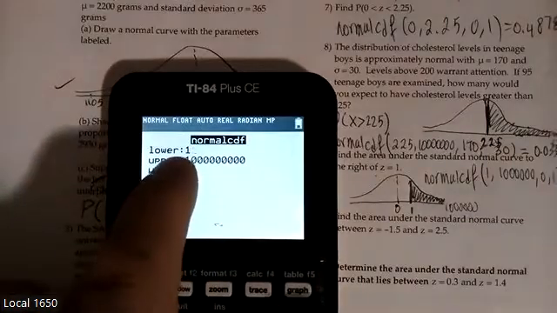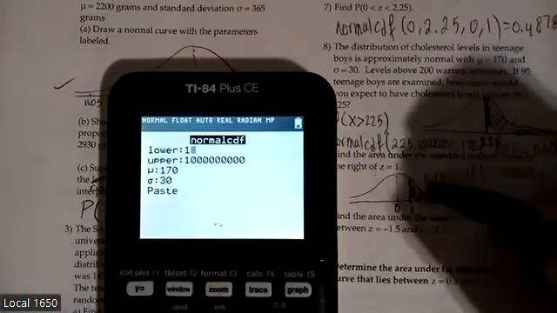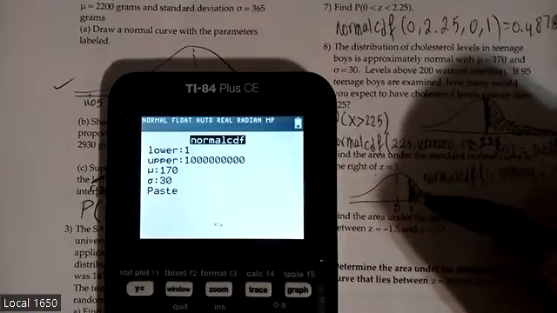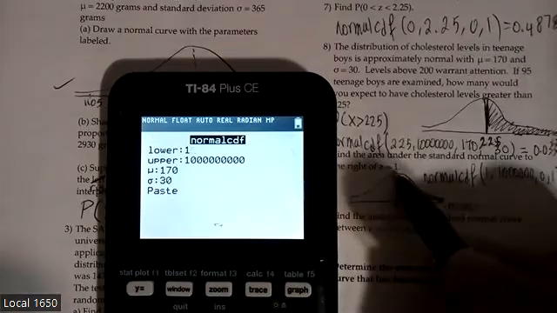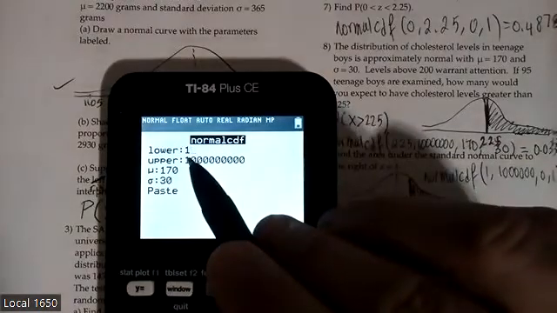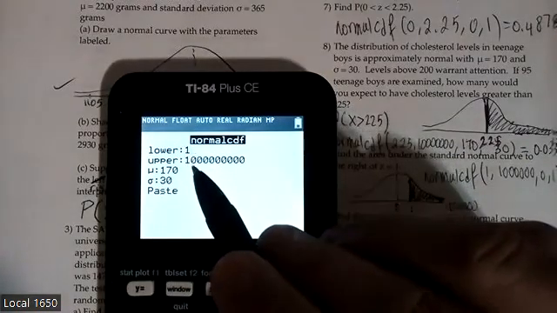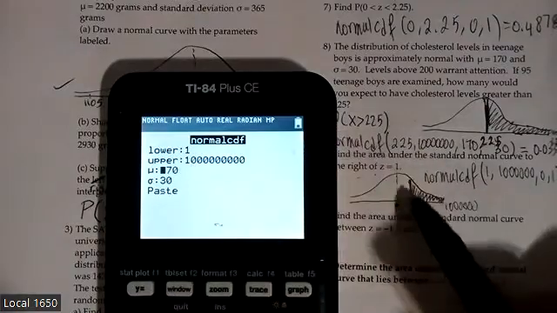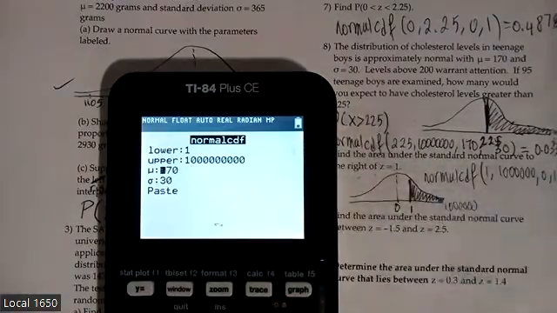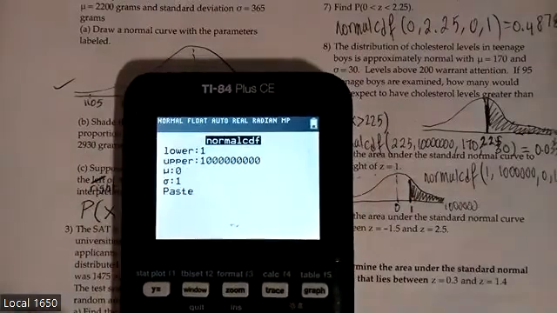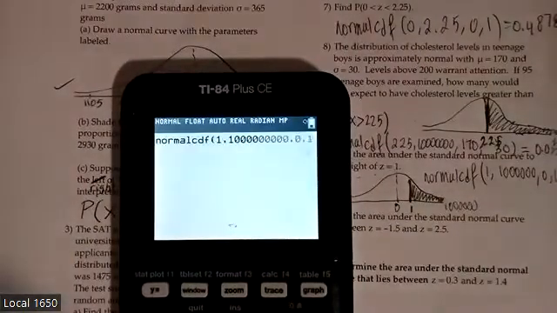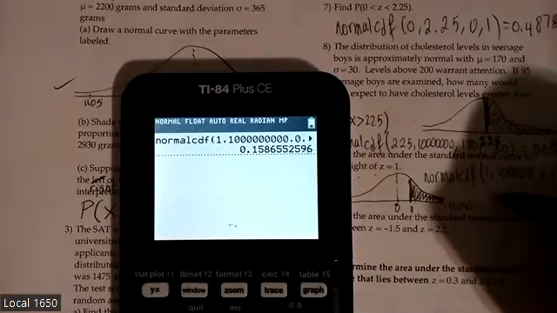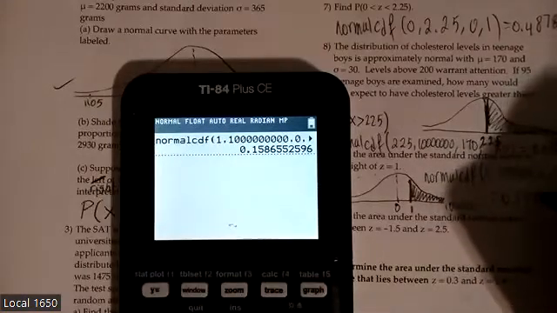So that's the lower, which is 1. Look, lower, start from left to right. This is the shaded area. So always when he says to the right of something, start with that something, guys. Put it there and put that large number after that and put the mean and the standard deviation. Since it's about Z, it always has to be 0 and 1. So you got 0.1587.